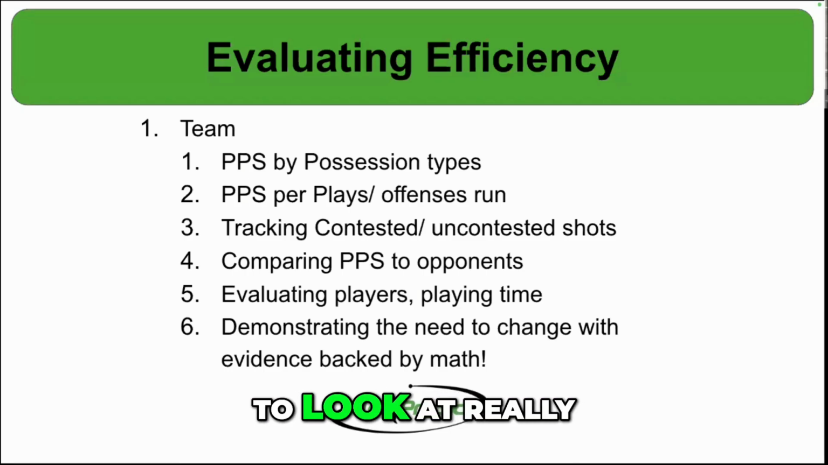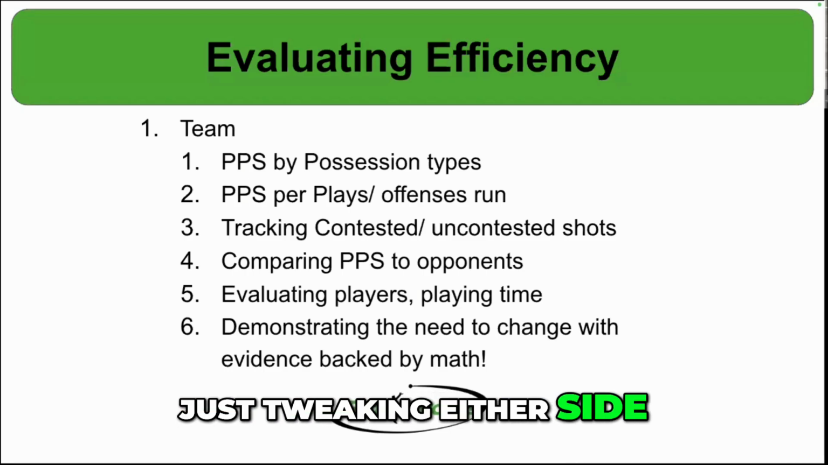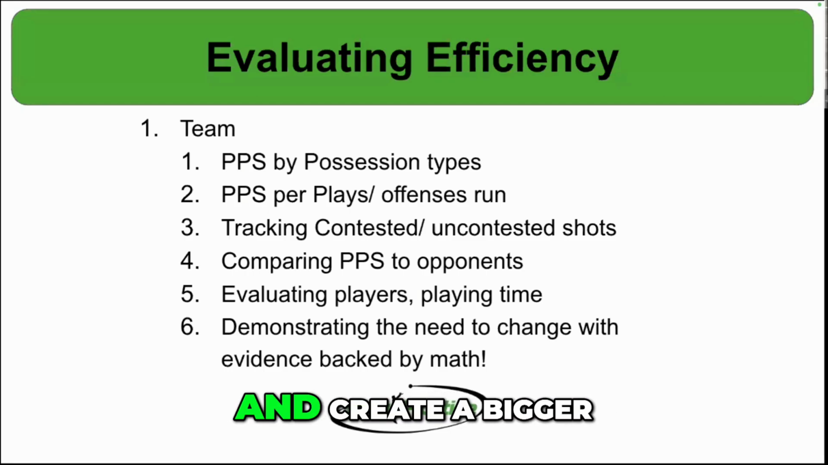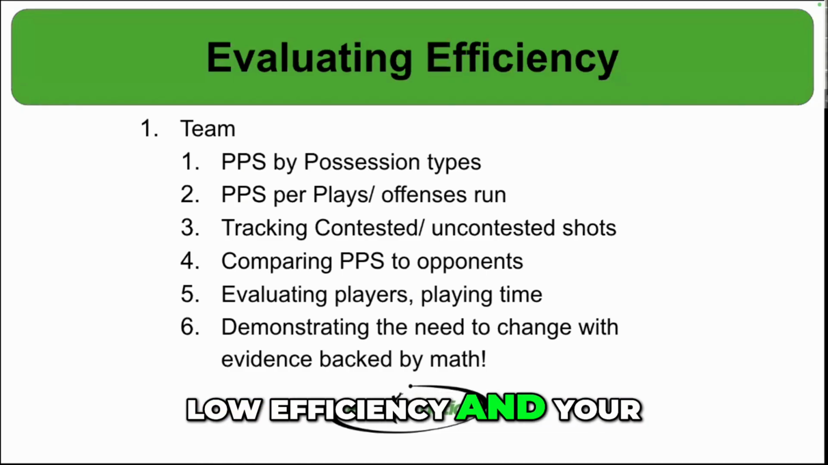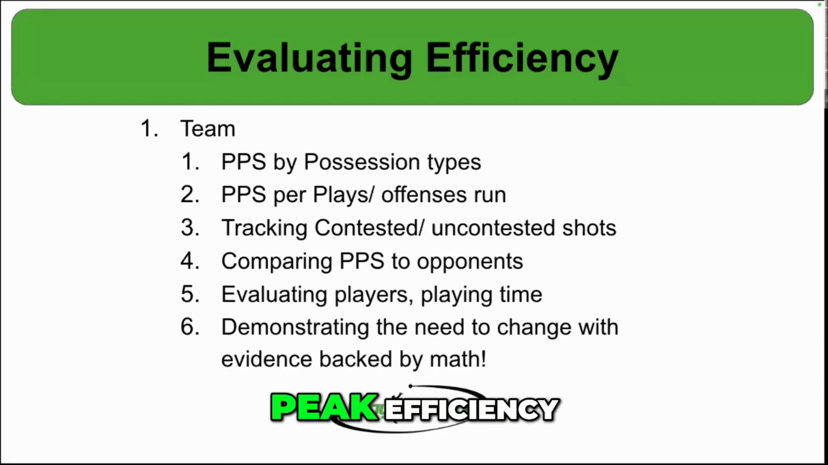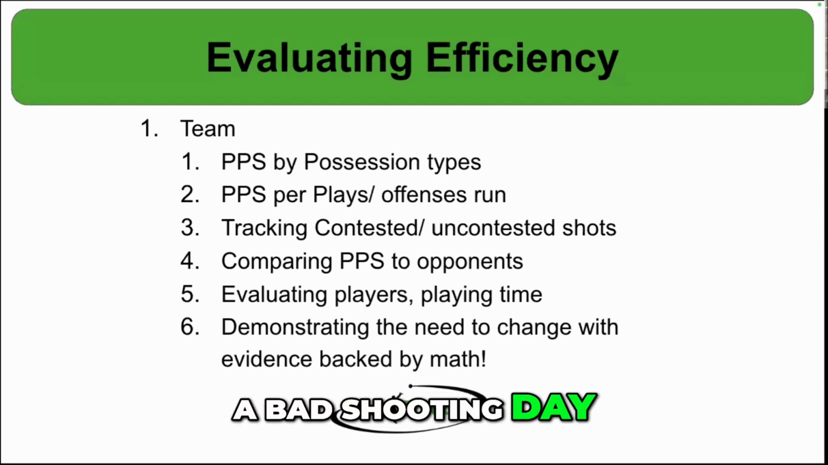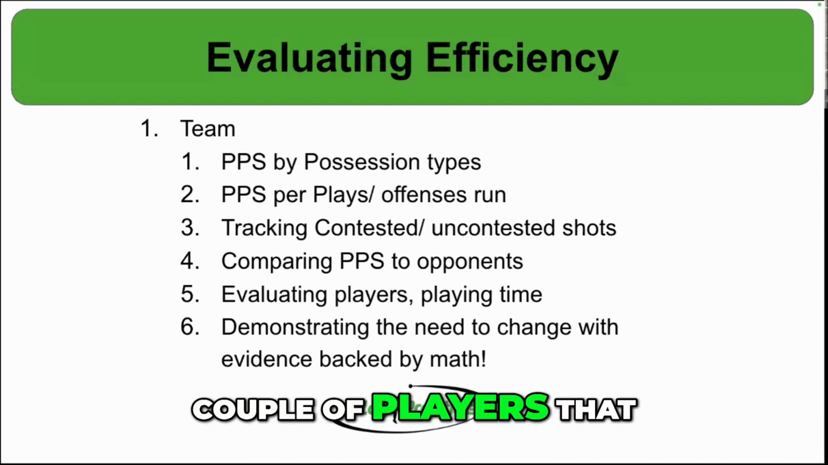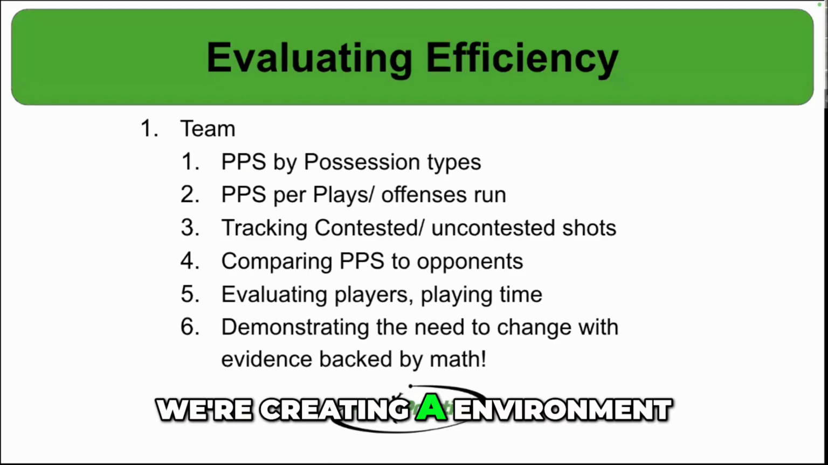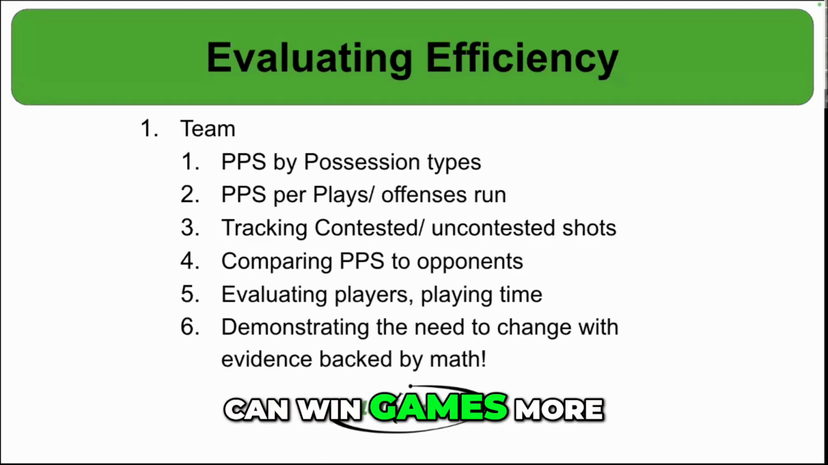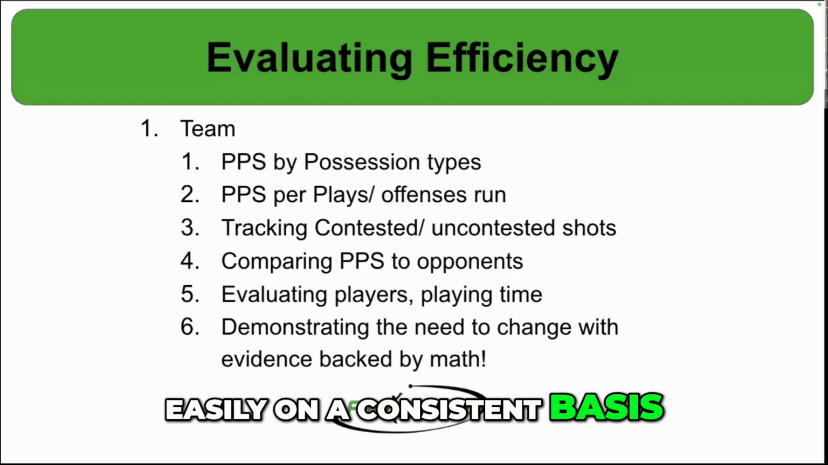So you can start to look at really just tweaking either side or ideally both sides and create a bigger spread for yourself so that your defense is holding teams to really low efficiency and your offense is operating at peak efficiency, and you just got a better margin to still win a game even if it's a bad shooting day or you're missing a couple players that normally score points. Overall, we're creating an environment where we know we can win games more easily on a consistent basis.